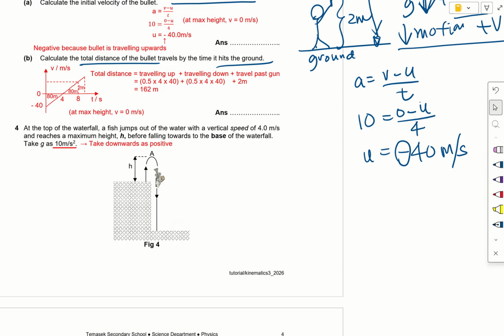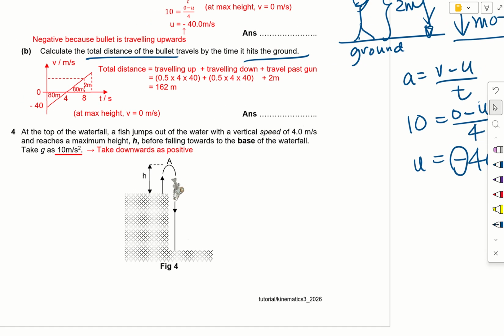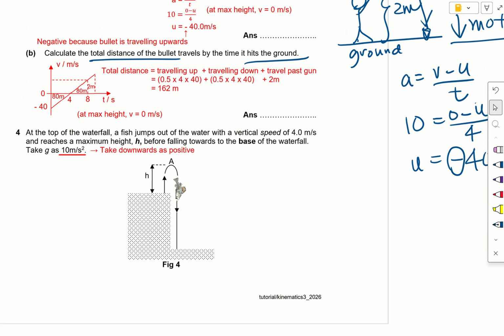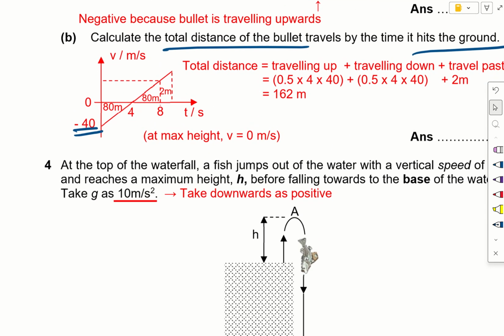So we can actually draw a VT graph. Because our initial velocity is negative, remember we must start at the negative, and it is a constant acceleration or constant deceleration, right? So it must be represented using a straight line. And the time taken to reach 0 velocity is 4 seconds.